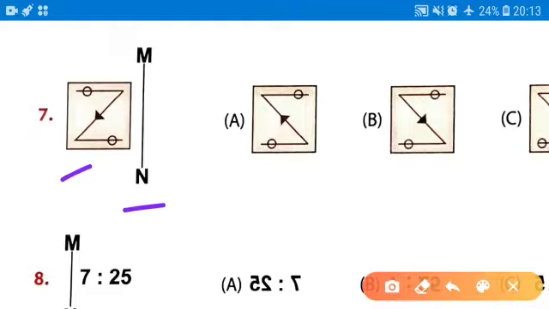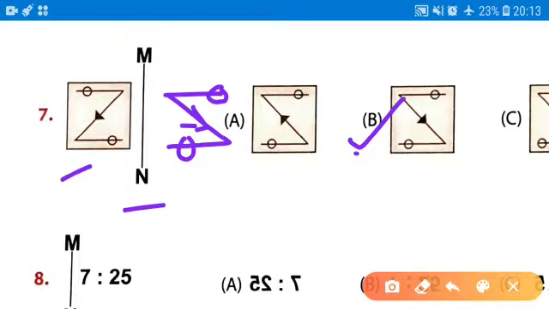Now how we will make this? Z will become like this. And this circle will be here, and this circle will be here, and this arrow will be down. So where you are getting this kind of figure? In the option B. So the correct answer will be option number B.